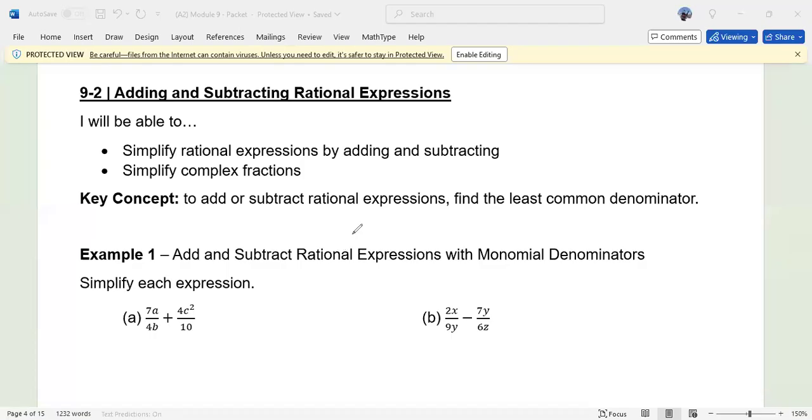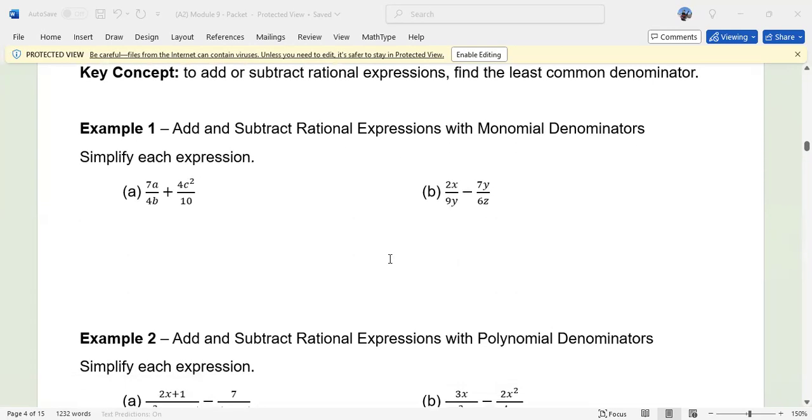Howdy folks, welcome back. Today we're going to be looking at section 9.2, adding and subtracting rational expressions. Our goals for today are to be able to simplify rational expressions by adding and subtracting, as well as simplifying complex fractions. Something to keep in mind here: to add or subtract rational expressions, we want to find the least common denominator. To do that, we're going to try to make the denominators the same thing.